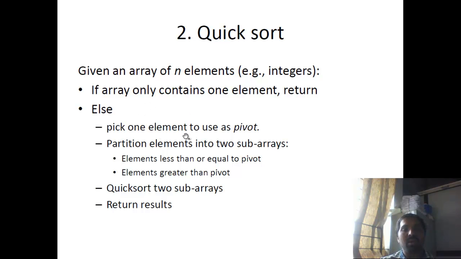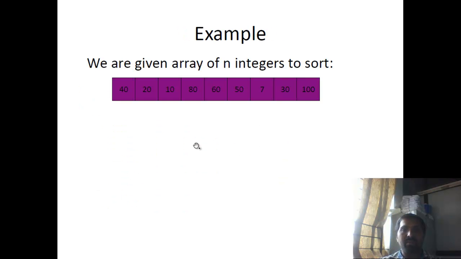Pick one element as the pivot element. Partition the elements into two subarrays based on the pivot element. Here in quick sort, we may not get equal size partitions, since that is based on the pivot element only. Elements less than or equal to the pivot go on one side, and elements greater than the pivot go on the other side. So quick sort has two subarrays. Return the results. This is the procedure you can apply for quick sort using divide and conquer.